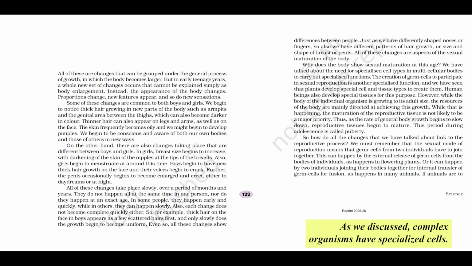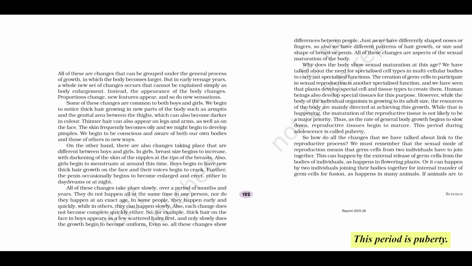As we discussed, complex organisms have specialized cells. Creating germ cells, sperm, eggs, is highly specialized and energy-intensive. While growing to adult size, resources are directed towards general growth. Reproductive tissue maturation isn't the priority then. So, as general growth slows, resources become available and reproductive tissues mature.